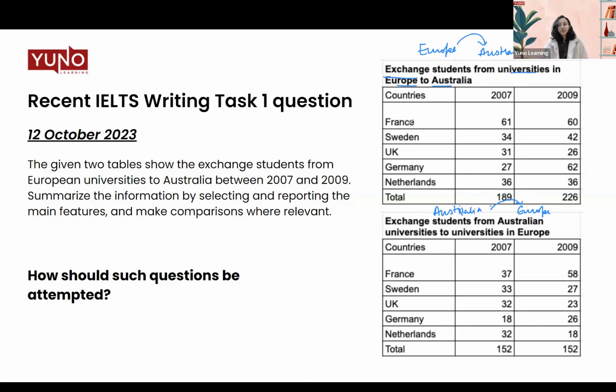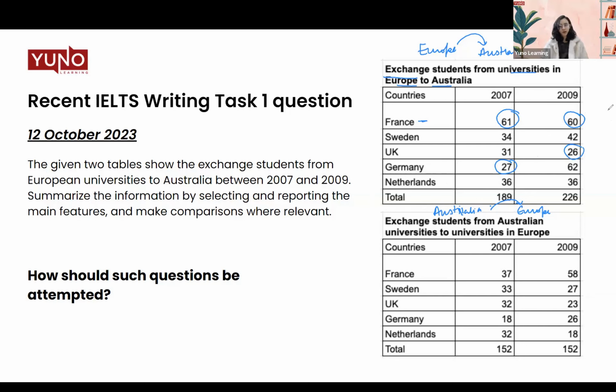So in the first table, can you spot the highest value? That's the easiest way to go about it. Can you spot the highest value? Yes. This is the highest value in 2007, and it is associated with France. And what is the lowest value? That is Germany. In 2009, the highest value remains the same, but the lowest goes to, let's say, the UK. All right. So this is what we have identified here.